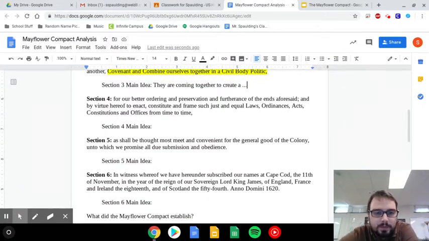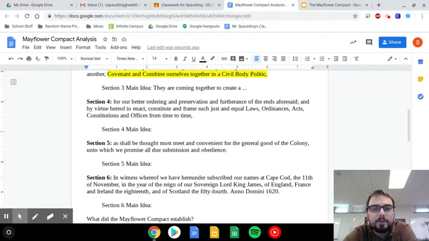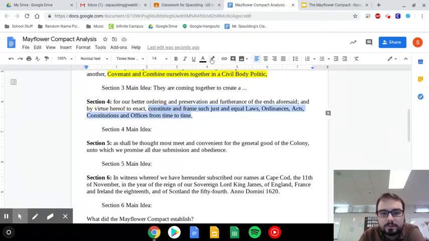Section 4, going back up, their covenant and combining ourselves together in a civil body politic for our better ordering and preservation and furtherance of the ends aforesaid. Basically, that's saying they're doing this for these reasons. And by virtue hereof, to enact, so they're establishing, constitute and frame such just and equal laws, ordinances, acts, constitutions, and offices from time to time. So the main idea to highlight here: they're creating equal laws, ordinances, acts, constitutions, and offices from time to time. For the main idea, I'm going to let you type in what you think it will be.